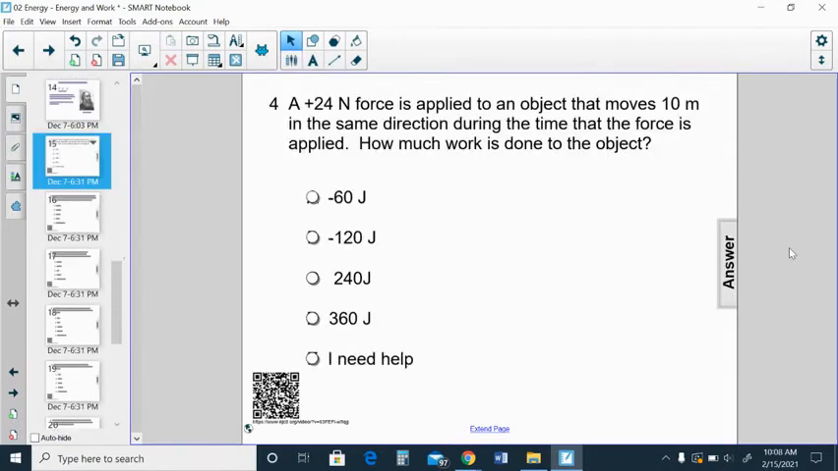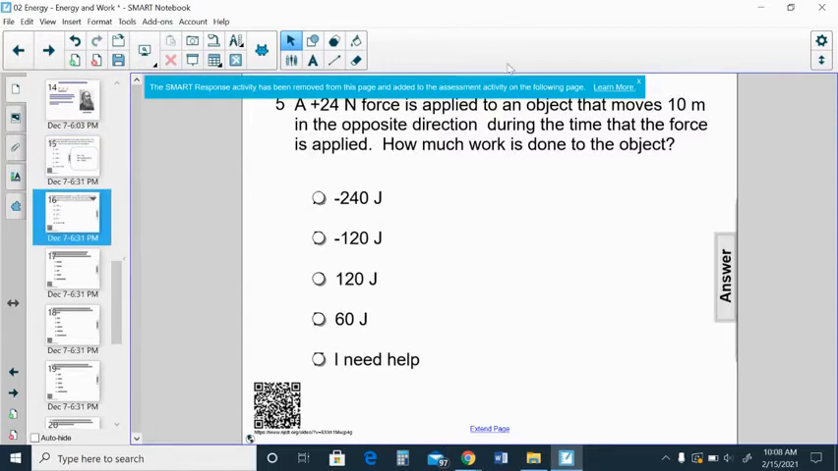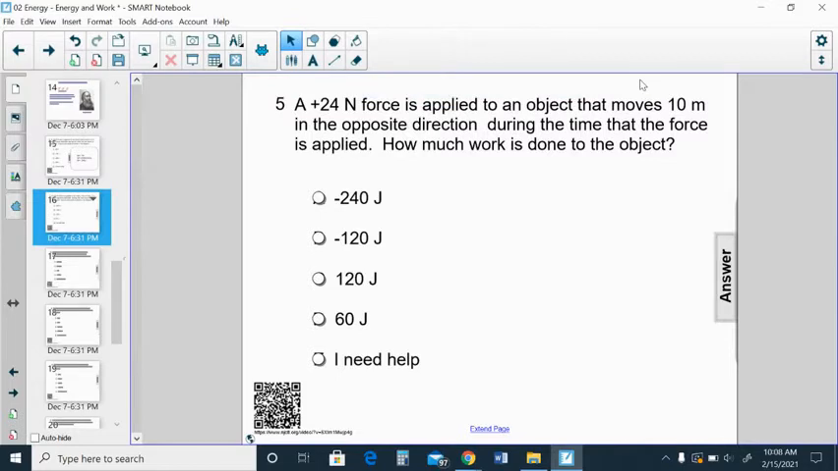For the first question here, it looks like it was unanimous, so let's see if you were right. All of you said that the answer was C, which is correct, 240 joules. So it looks like we're pretty good on using the work equation here. It's just a force times displacement, both of which were given to you in this problem. Second question. It says that the 24 Newton force is applied to an object that moves 10 meters in the opposite direction. Let's see what you have.